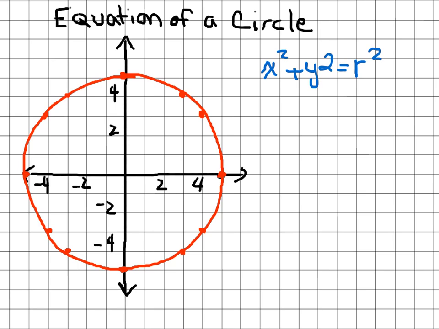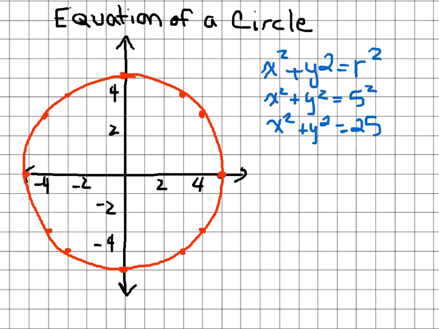So if we look here at the circle that I have, what you'll notice is that I can actually just determine the radius by counting out. So if I go 1, 2, 3, 4, 5, you can see that I have a radius of 5. So technically speaking, my equation here would be x squared plus y squared equals 5 squared, x squared plus y squared equals 25.